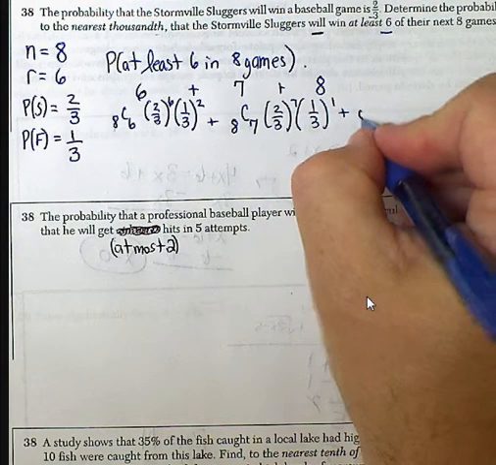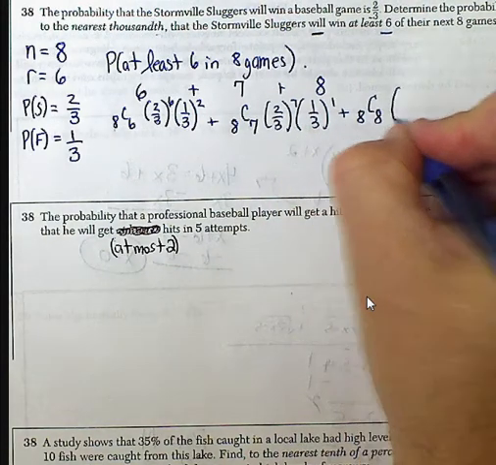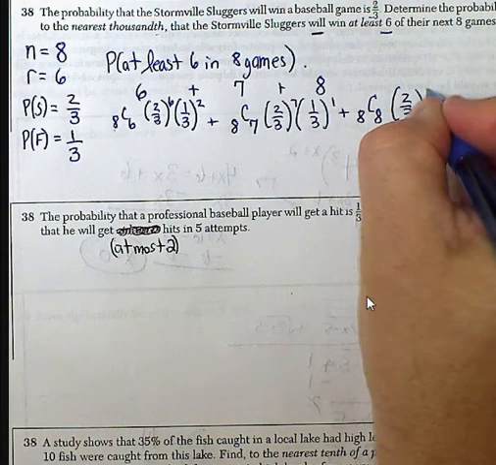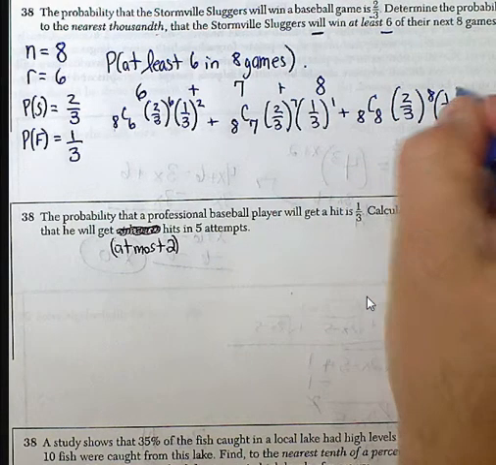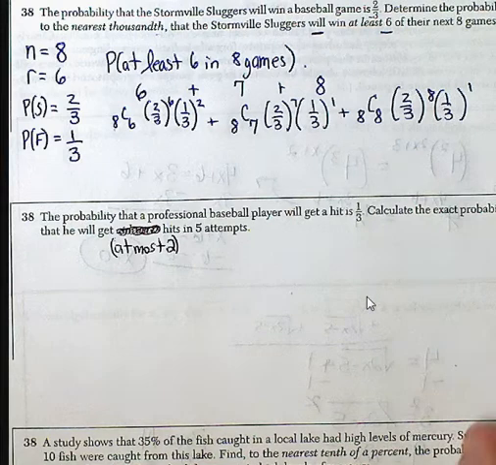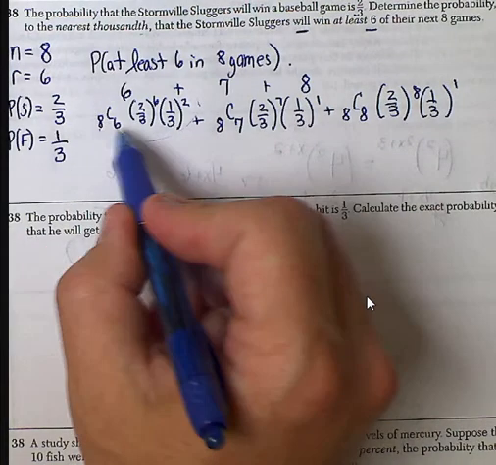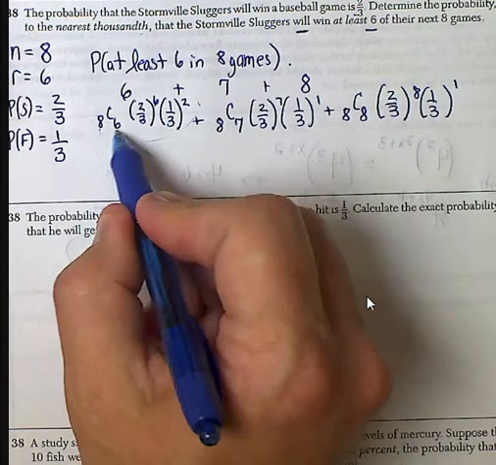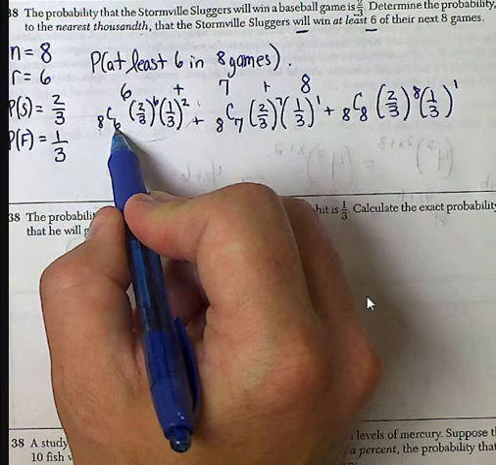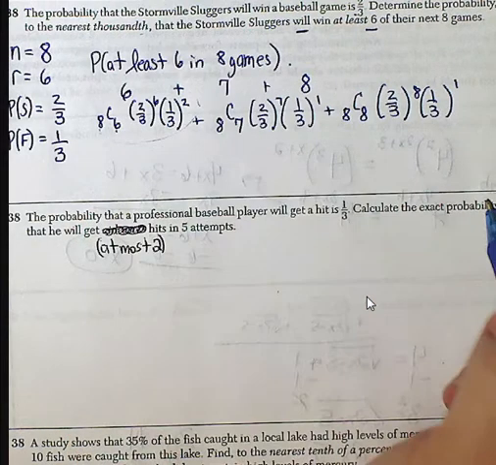Plus, finally we get to 8, 8C8. Probability of winning is 2/3. We want 8 of those. Probability of losing is 1/3. We want 0. Alright, so that's the NCR formula. Each one of these individual pieces is exactly the probability of winning exactly 6 out of 8, 7 out of 8, and 8 out of 8.